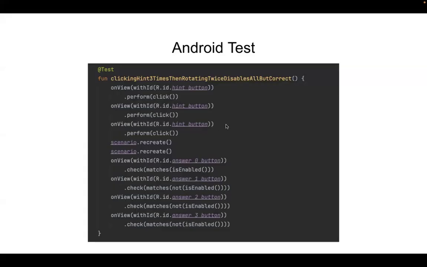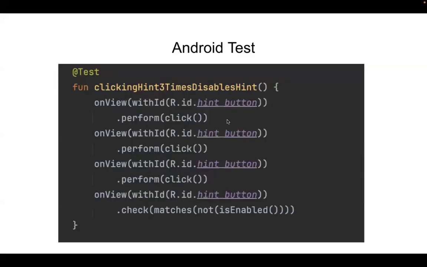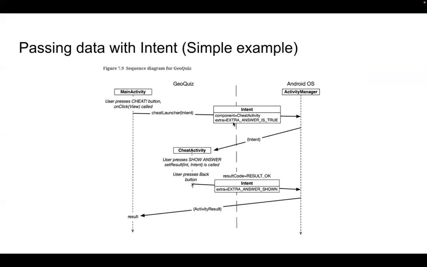All right, so let's move on to the next one, right? Clicking hint 3 times disables hints, right? So if you click the hint 3 times, it disables the hint, right? So what it's basically doing is clicking the hint 3 times, and then it's checking if this hint button is being disabled, right? So that's about it, right?